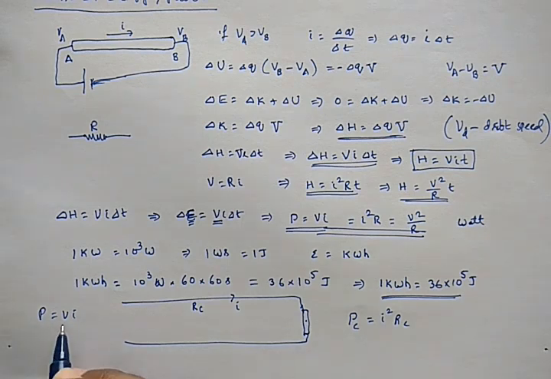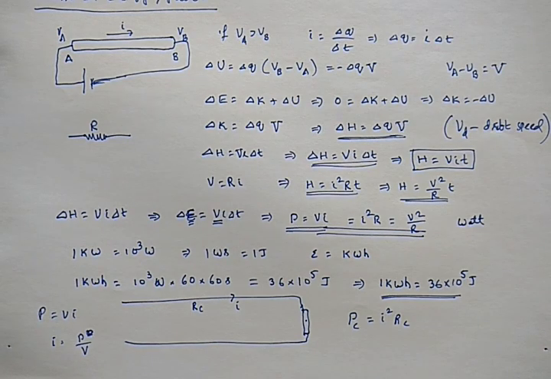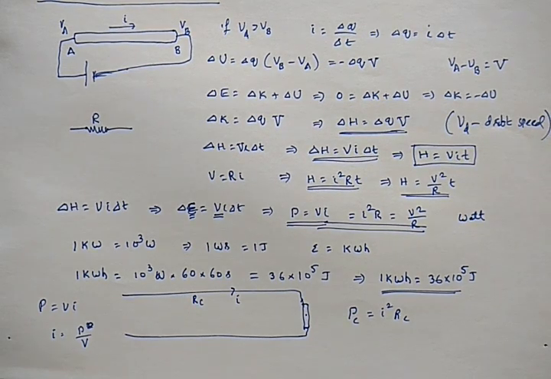Now from here you can write that I equals P by V. Let us substitute this equation here. So you get P square RC by V square. So now the power dissipated in the connecting wire is P square RC by V square.